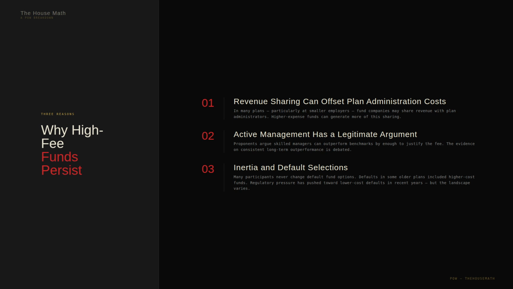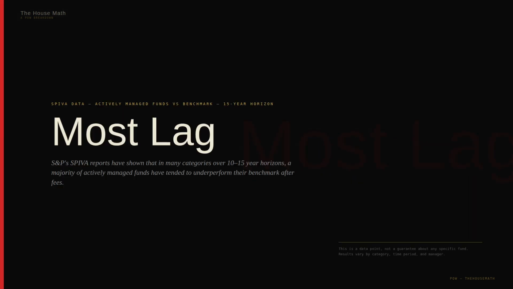Reason 3, inertia and defaults. Many plan participants never change the default fund selection. Default options in some plans have historically included higher cost options. Regulatory pressure has pushed this toward lower cost defaults in recent years, but the landscape varies significantly by plan. S&P's SPIVA data has shown that in many categories over longer time horizons, 10 to 15 years or more, a majority of actively managed funds have tended to underperform their benchmark index after fees in many studies. That is a data point, not a guarantee about any specific fund.